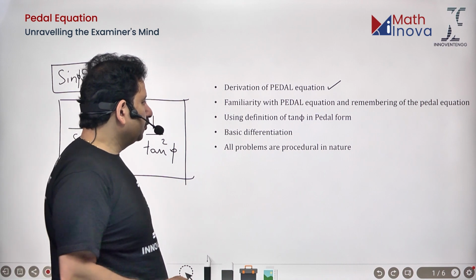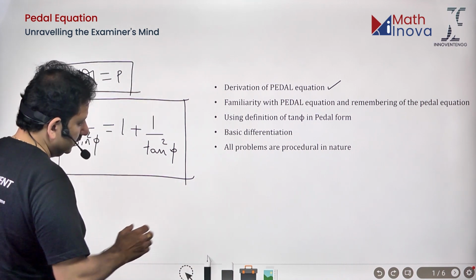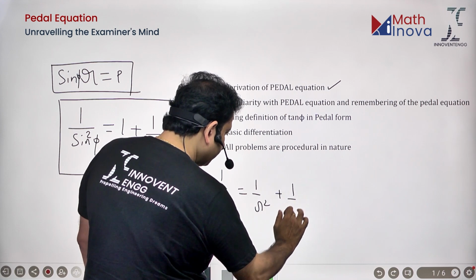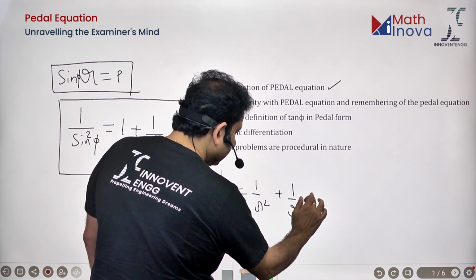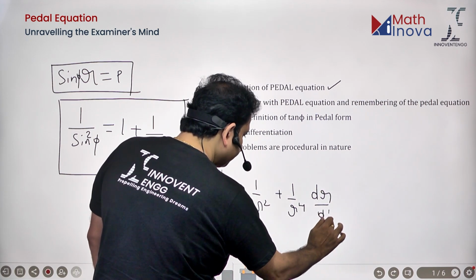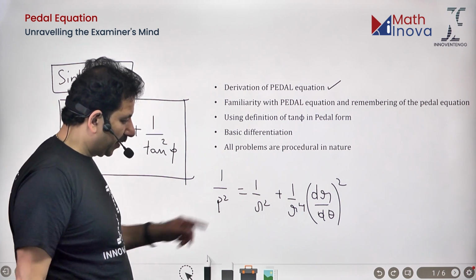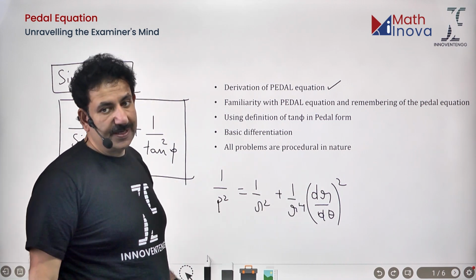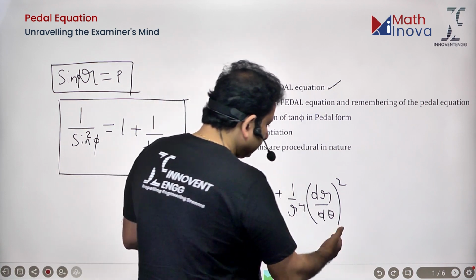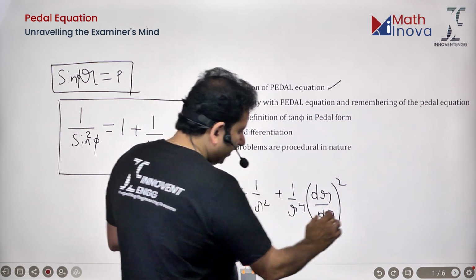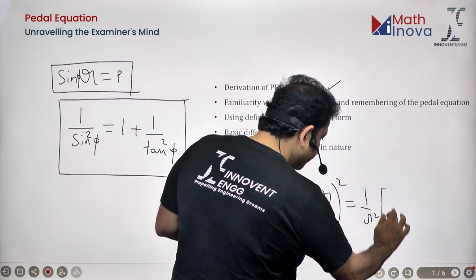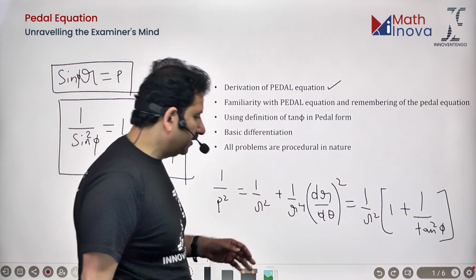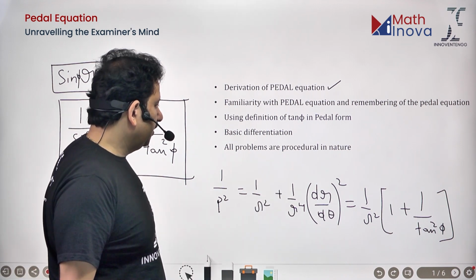And the second thing is, you should remember both the forms of Pedal equation. That is, one is 1 by p square is equal to 1 by r square plus 1 by r power 4 multiplied by dr by d theta, whole square. Remember, many students make the error of writing it as d theta by dr, which is wrong. Always ensure that r and theta are diagonally placed. And the second form that you got to remember is that you take 1 by r square outside and then you can recast this as tan square phi. That is the definition of the angle between the radius vector and the tangent. So that way also you can place it.